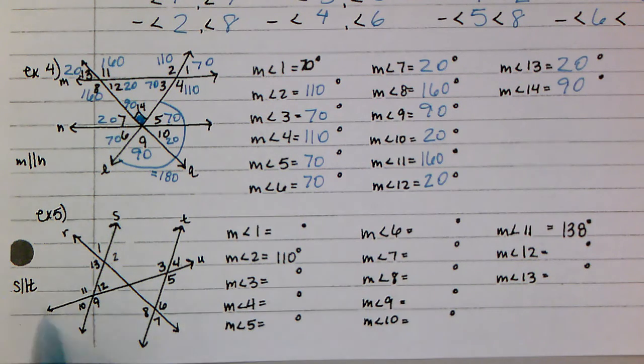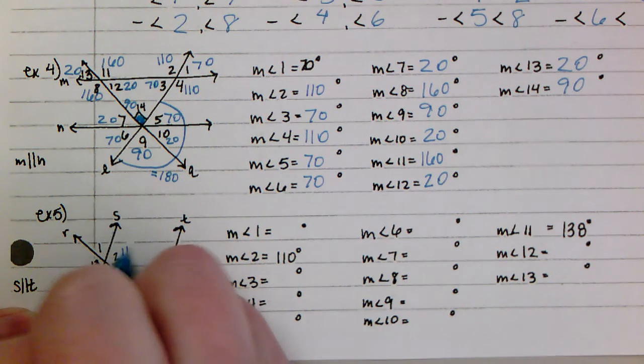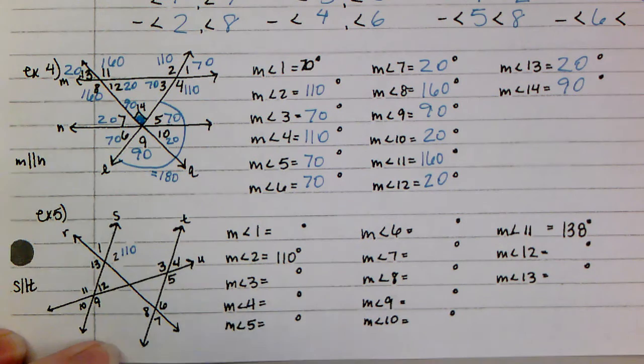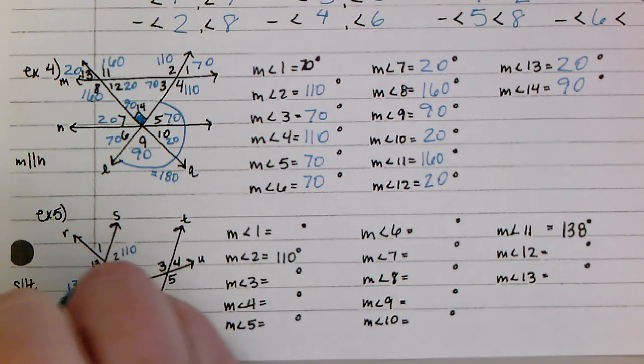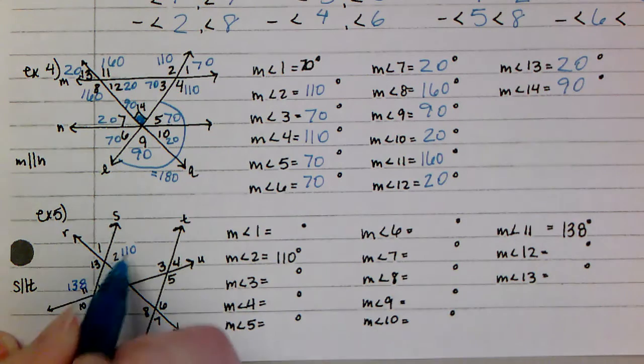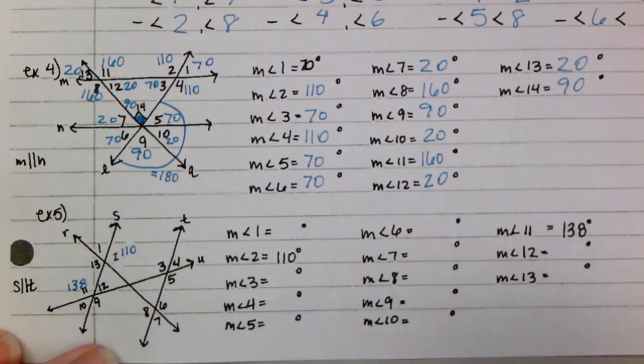In example 5, we've got 2 triangles here, but still 2 transversals going through one set of parallel lines. So we know that angle 2 is 110 degrees, so let's start there. And I know angle 11 is 138. So let's start with our vertical buddies. So 13 is vertical to 110, and 9 is vertical to 11.